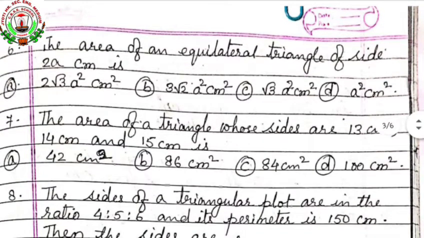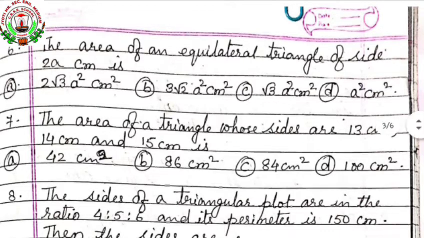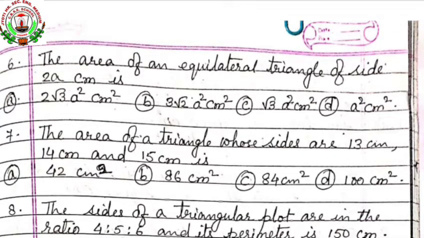Then seventh question, the area of a triangle whose sides are 13 cm, 14 cm and 15 cm. That means 3 sides are given. So using Heron's formula, find the area and get the correct answer.